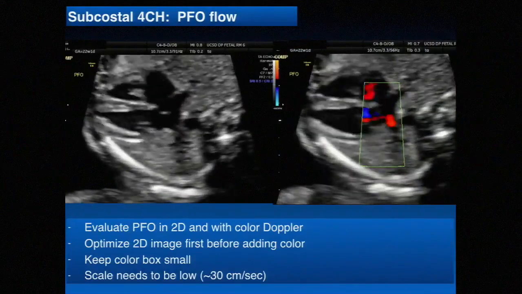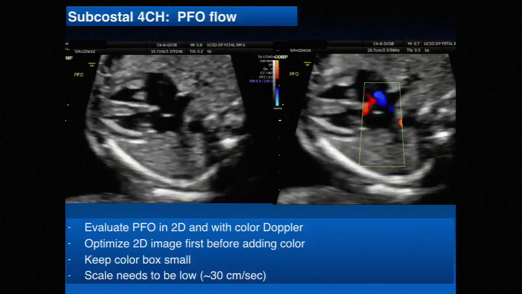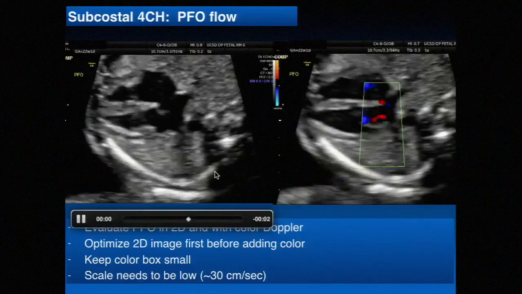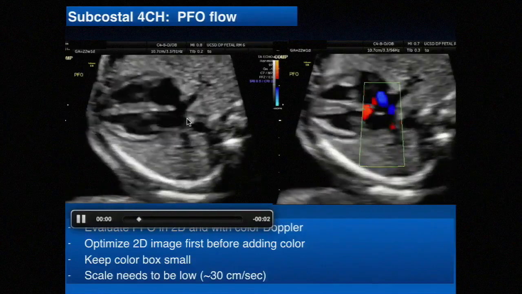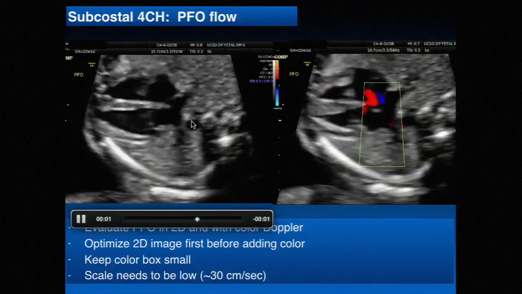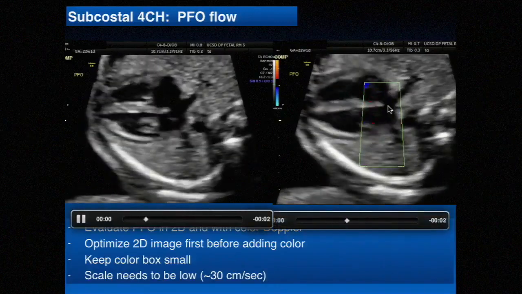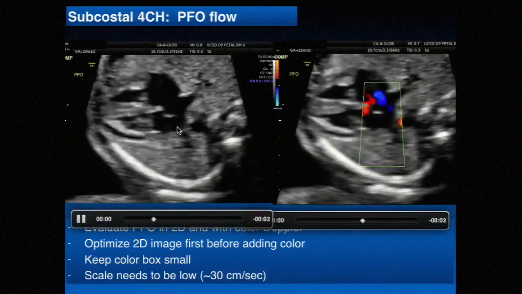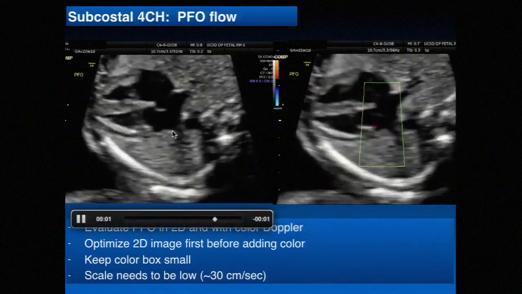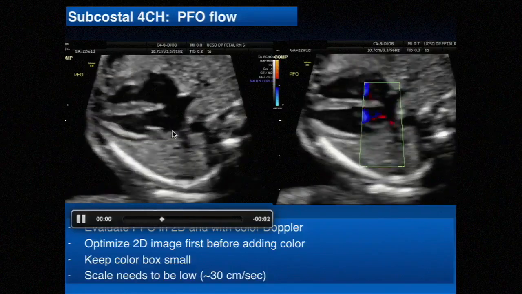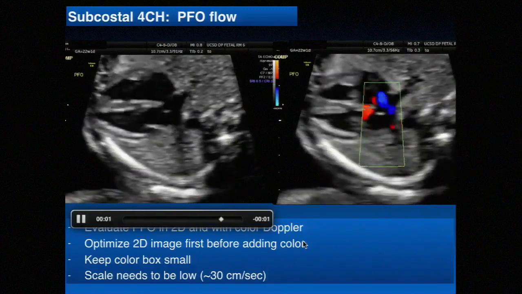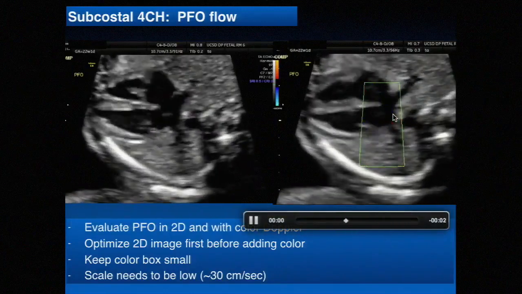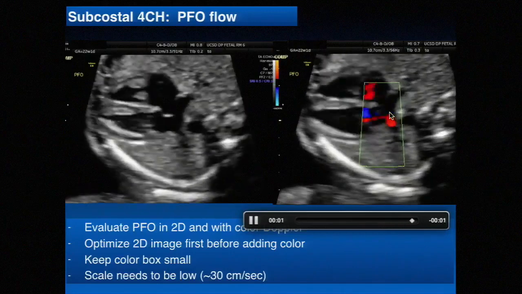Also, when you're here in the same view, this is a very nice plane to also confirm the PFO, which we need to see as part of the guidelines in 2D and with color. So this is something that I really try and optimize my image in 2D first, because I find that the color flow can be hard to confirm easily without having a very nice 2D image. So making sure you're seeing the foramen ovale flap well. Again, your scale is going to be lower for this as well, and then put your box just over this area, and then you should start to more easily get this image.